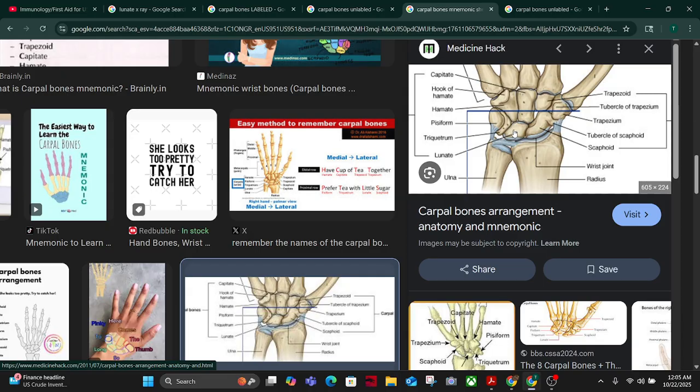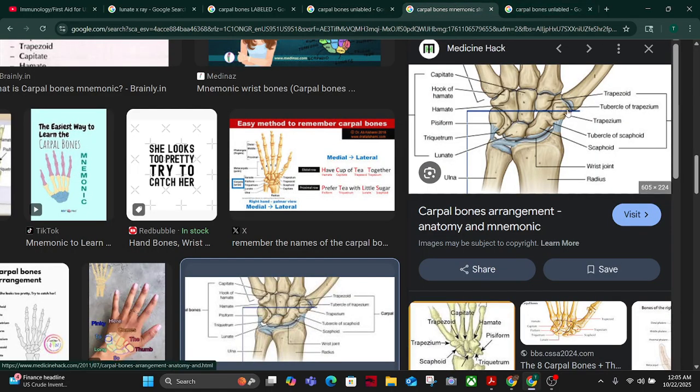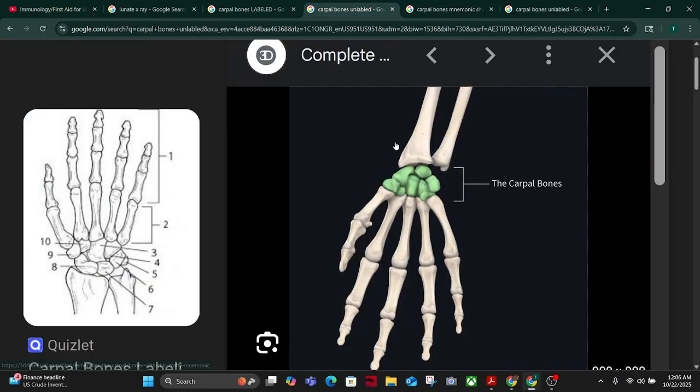She looks too pretty. Yeah, the trapezium. So we have the trapezium here, right above the scaphoid. Then we have the trapezoid, right? Trapezium and then the trapezoid. Okay. These sound like dinosaurs to me. They don't sound like human bones.